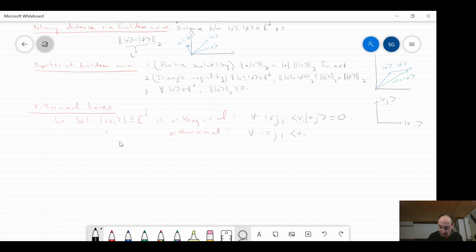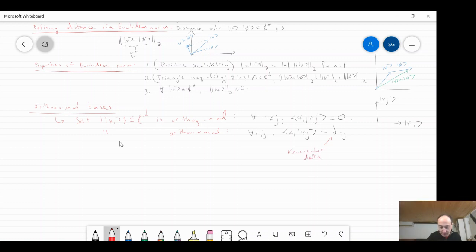Oh, sorry. I need to get rid of this now, actually. So now it's just for all i and j. I'm going to get rid of this constraint. The inner product of psi_i and psi_j is going to equal something called the Kronecker delta of i and j. Okay, so this is going to show up over and over again. Let me just briefly define it. Kronecker delta.